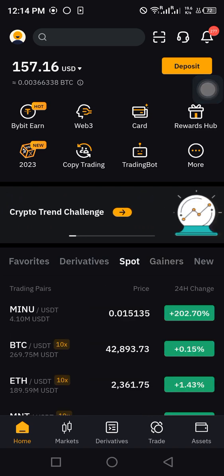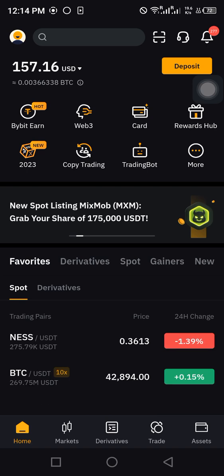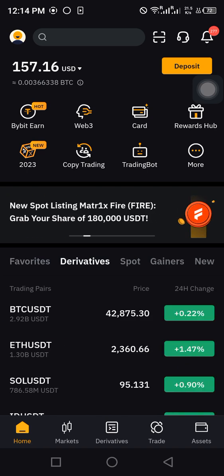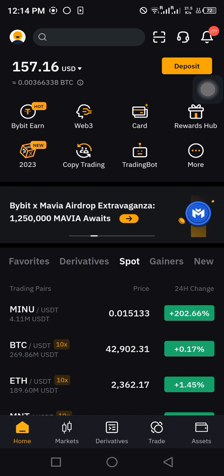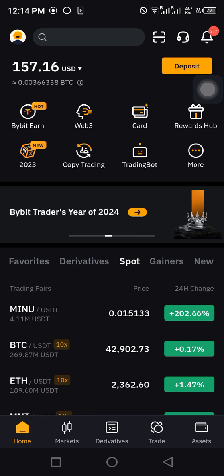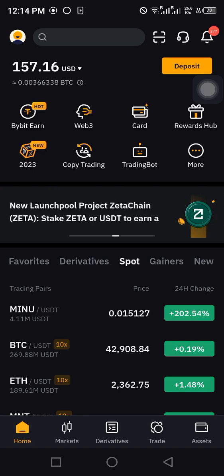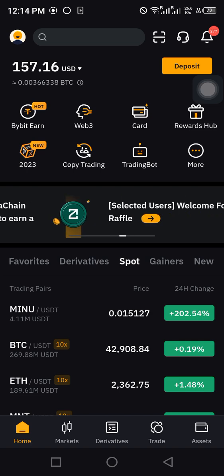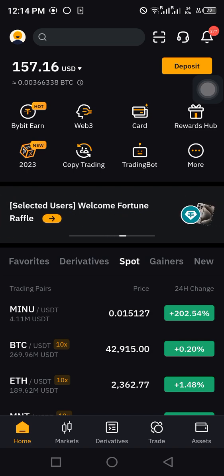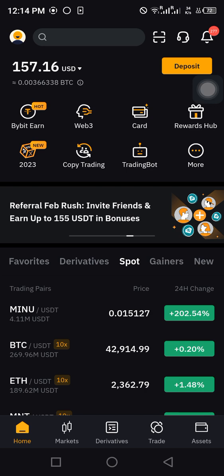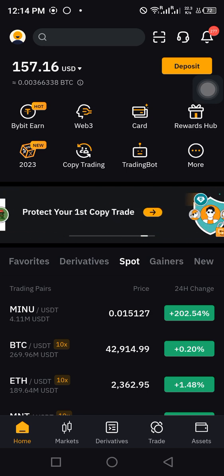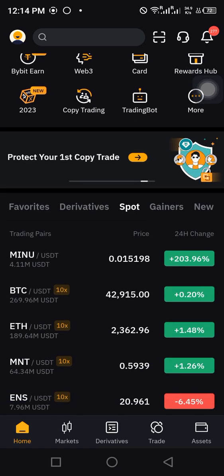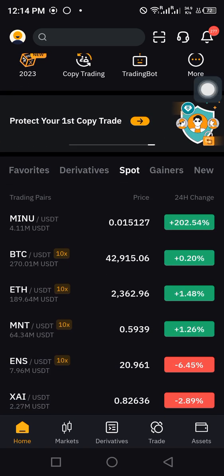And remember, we are trading on USDT. We are not trading on BTC or Ethereum pairs. This is strictly USDT trading on our spot trading. It doesn't mean you can't do the others, but for a beginner, we have to start from the basics, which is USDT trade. So what you can see now is the coins that are making it big.